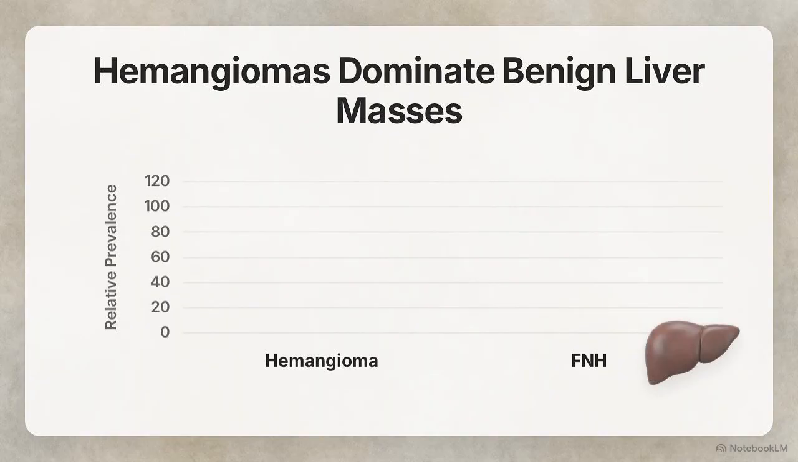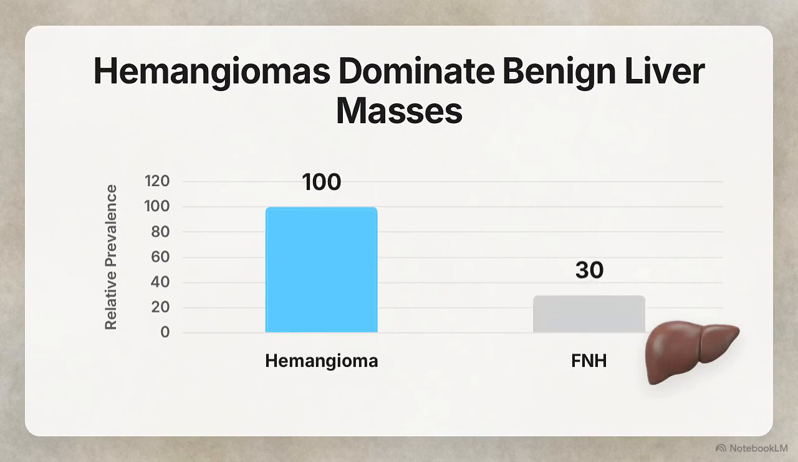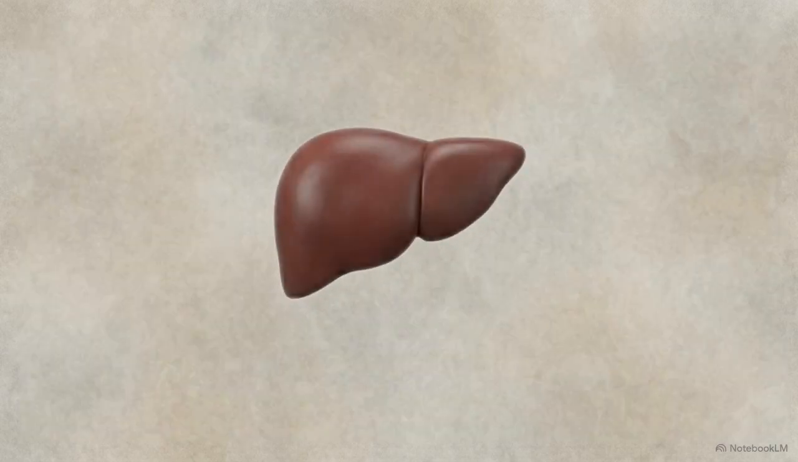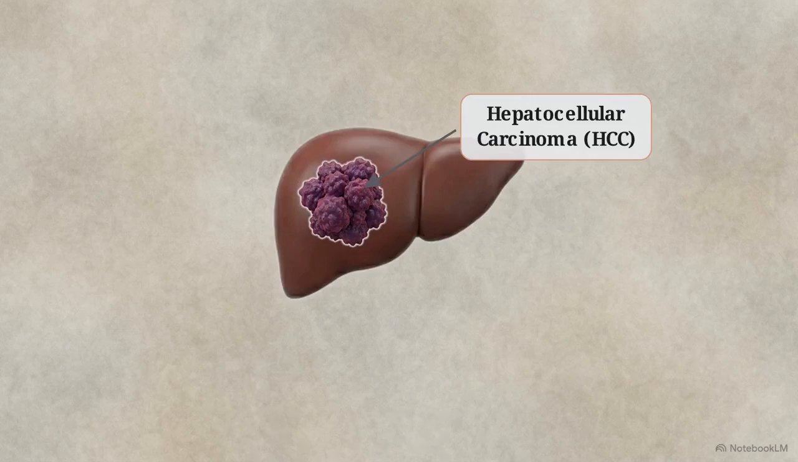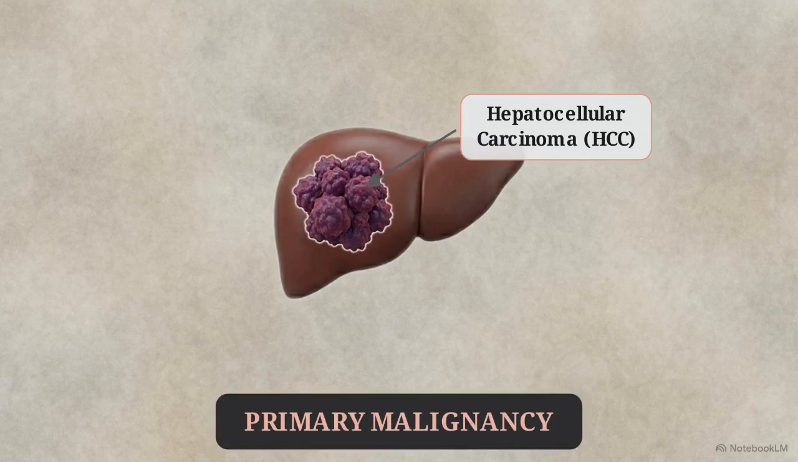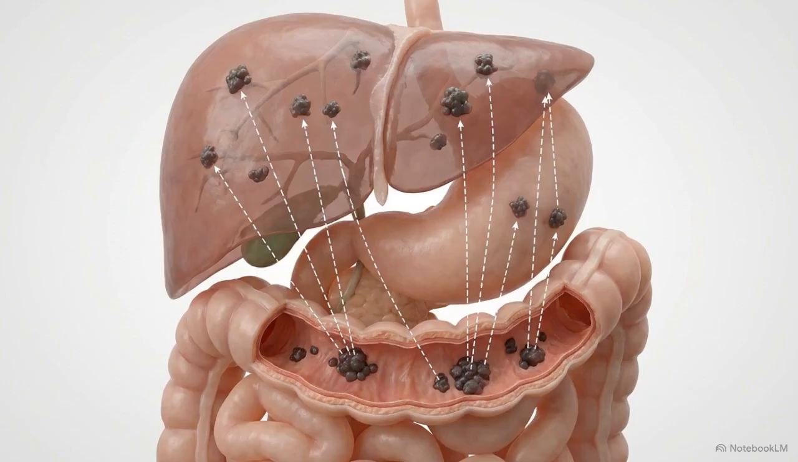The baseline epidemiology for benign masses is straightforward. Hemangiomas are the most common, followed by focal nodular hyperplasia, or FNH. The malignant profile is different. Hepatocellular carcinoma, or HCC, is the most common primary malignancy originating in the liver itself. But the most common malignant liver tumor overall is a metastasis from somewhere else.